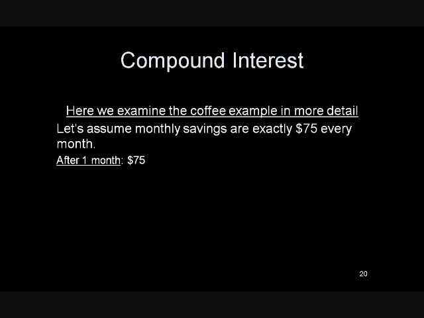So after 1 month, we've got $75, which is just the money we save. After 2 months, we've got this number in yellow here, which is that $75 that we started with, and then we will have also earned some interest on that $75 that we had at the end of month 1, and we will have saved an additional $75 during month 2.